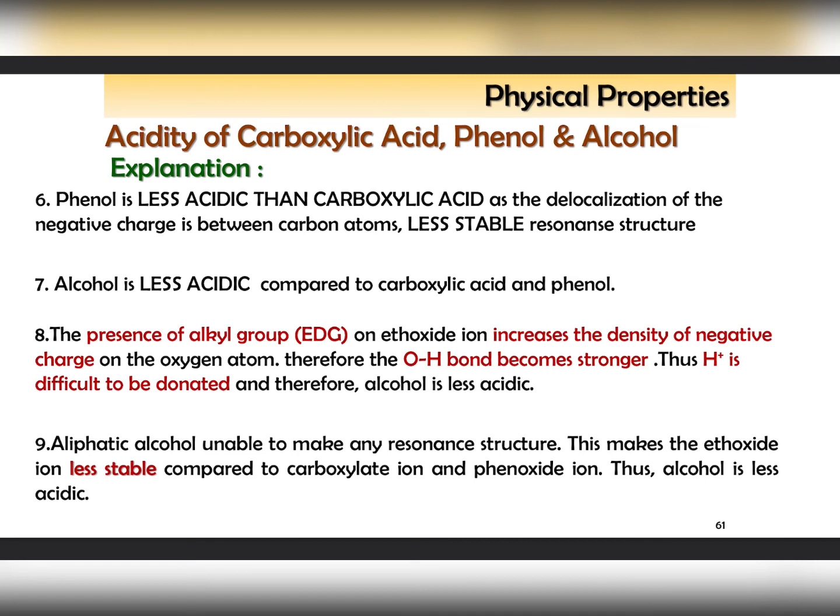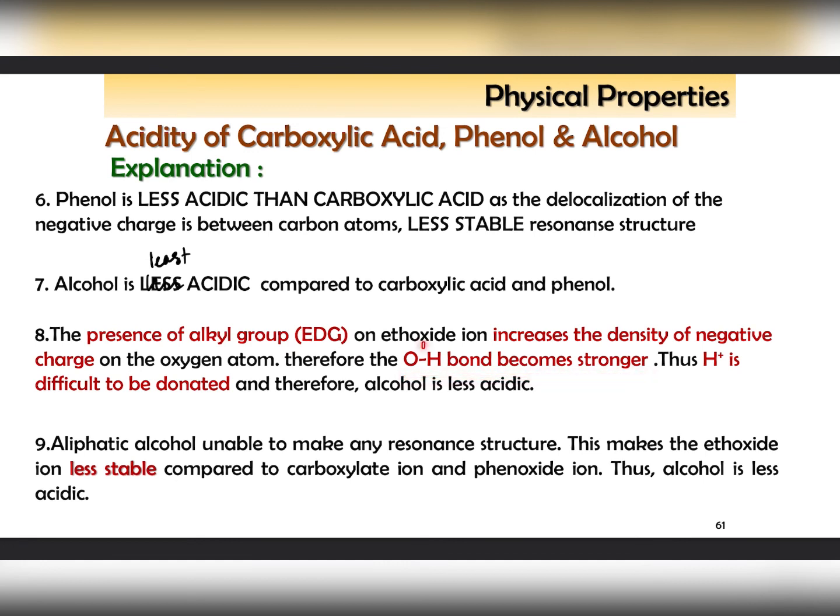So, alcohol yang the least acidic. Why? Okay, because the presence of the alkyl group ataupun electron donating group on the ethoxide ion, it will increase the density of the negative charge on the oxygen atom. Okay, so OH bond to become stronger. Kalau ada EDG, OH bond become stronger.